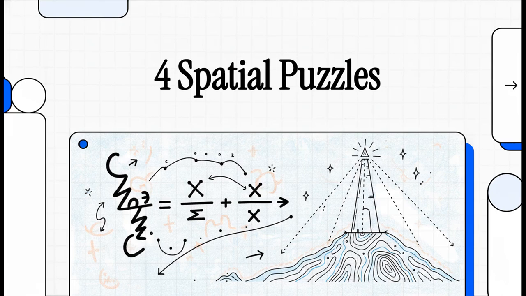Today, we're diving into something pretty wild. How abstract math actually acts as a real-world mission briefing to decode the physical space around us.